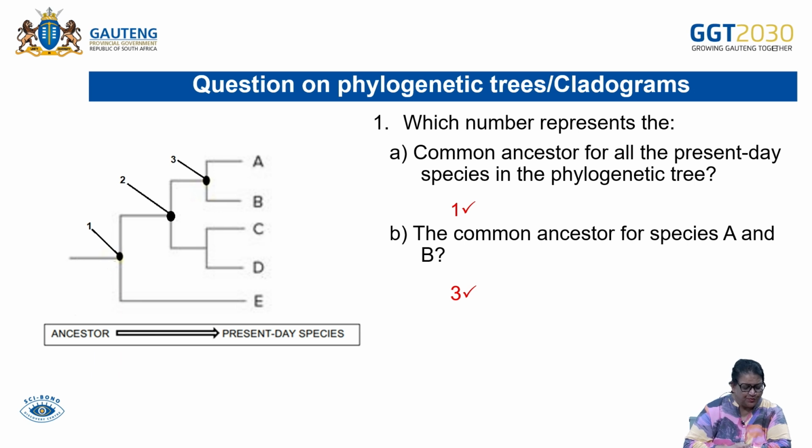And what will 2 be? 2 is going to be a common ancestor that gave rise to 3. And 2 gave rise to this common ancestor, which is not normally labeled here. So C and D are more closely related because they share this common ancestor. And A and B are more closely related because they share number 3 as a common ancestor.